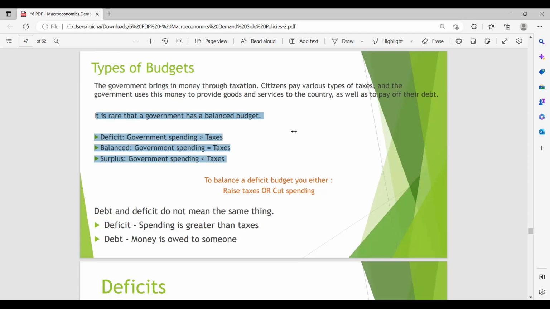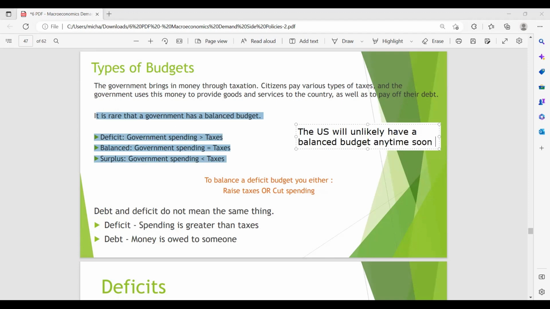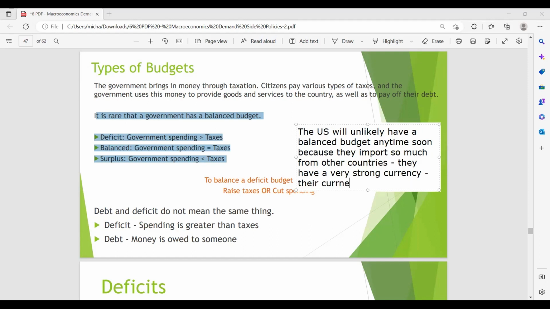In the US's case, the US will unlikely have a balanced budget anytime soon because they import so much from other countries. They have a very strong currency. Their currency is extraordinarily valuable.